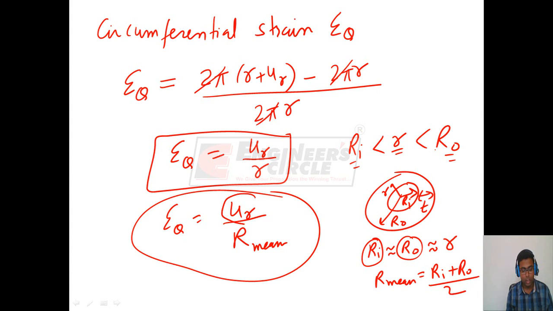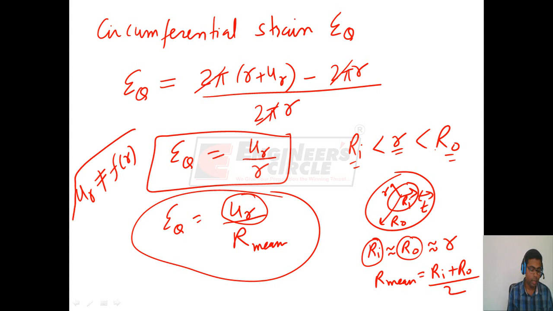Now since ur is constant, because this ur is not a function of r, since all the points are displacing by same amount in the radial direction. So ur is constant and this is some mean radius which is a constant. Therefore circumferential strain in case of thin spherical or thin cylindrical pressure vessel will always be constant.